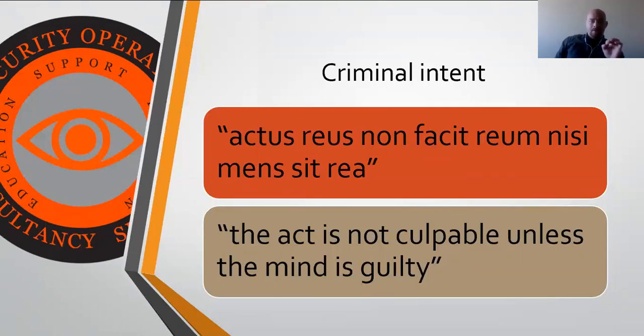What you'll see on the screen there is a Latin term. And it's been around in law for many, many years, one of the finest principles of criminal law you can come across. It says, actus reus non facit reum nisi mens sit rea. The guilty act is not culpable unless the mind is guilty. So the important term within that is mens rea. Guilty mind. So we have to show that not only did a person commit a guilty act, but they did it with a guilty mind. They knew they were being dishonest.